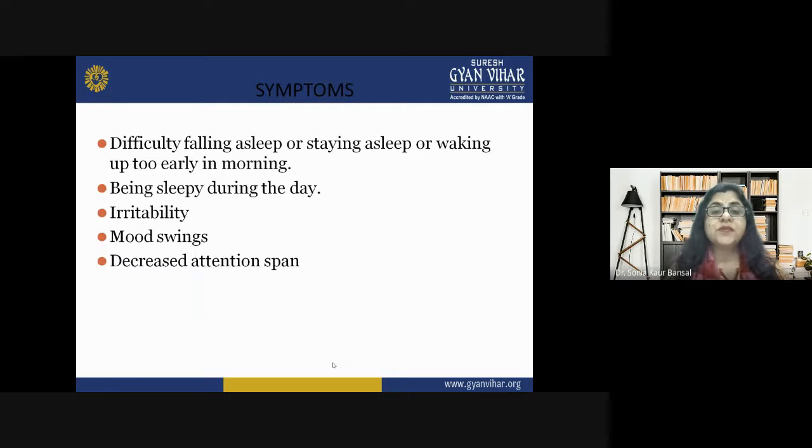So what are the symptoms? Let's discuss. Maybe the child has difficulty falling asleep, or staying asleep, or wakes up too early in the morning. Being sleepy during the day, irritability, mood swings, and a decreased attention span are there. So this is really very important.